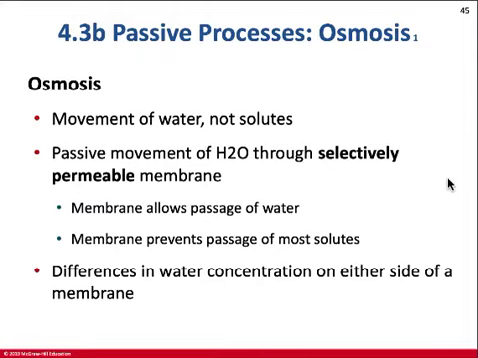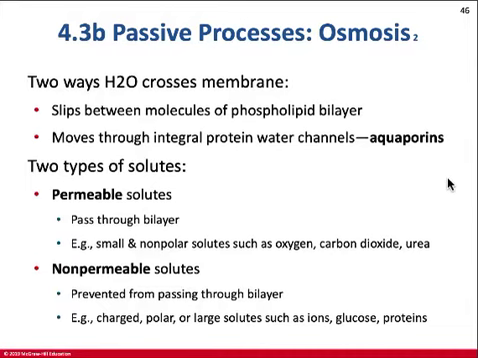There are also water channels called aquaporins, which are protein channels, that can increase the water permeability of the cell membrane, and the cell can determine how many of those are produced in order to adjust the rate of osmosis. Okay? So those are the two ways that we cross.